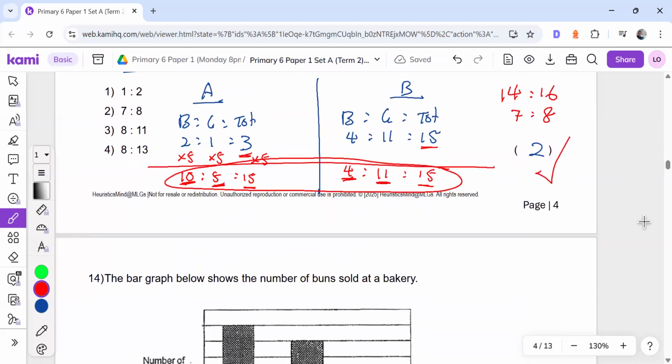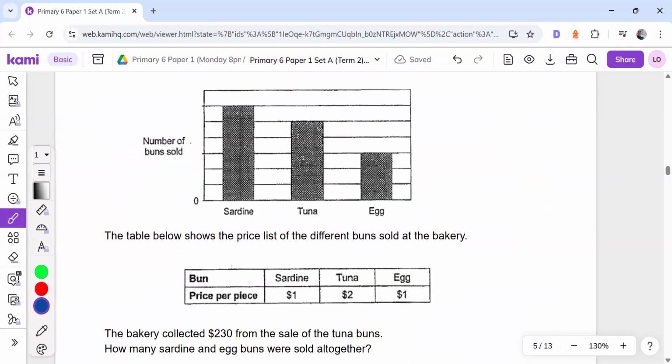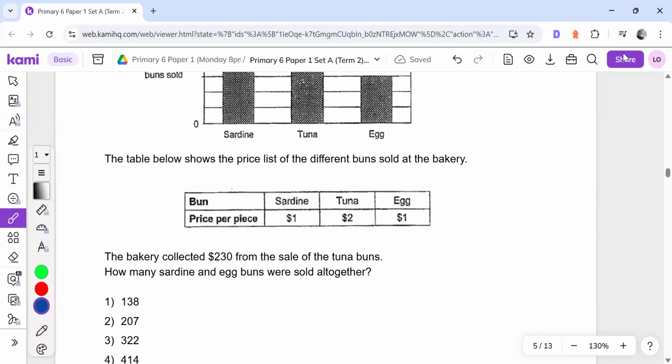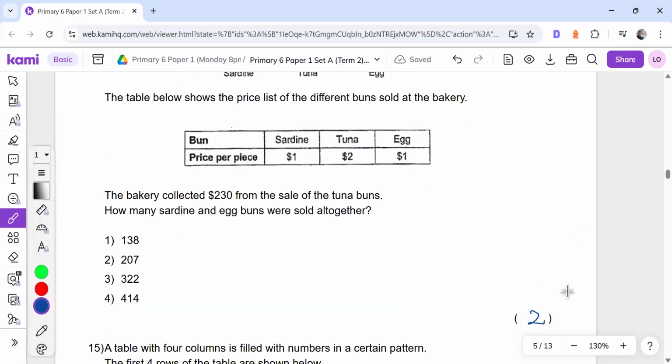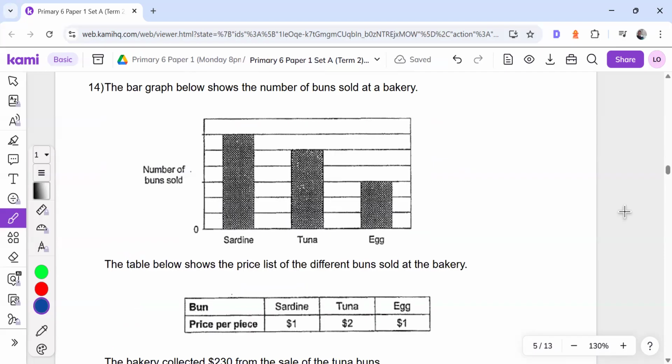Question 14. Question 14 could be a little bit hard, but there is a way to do it. There's a method here. The answer is number two. Did you get number two? What's the method here? When questions get harder, always recall your methods.